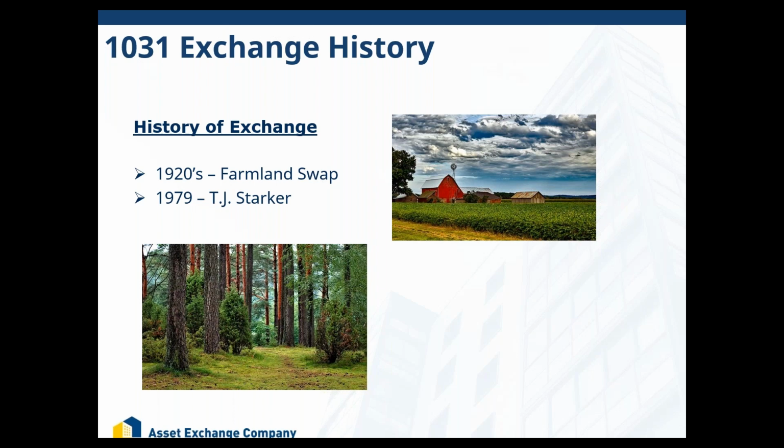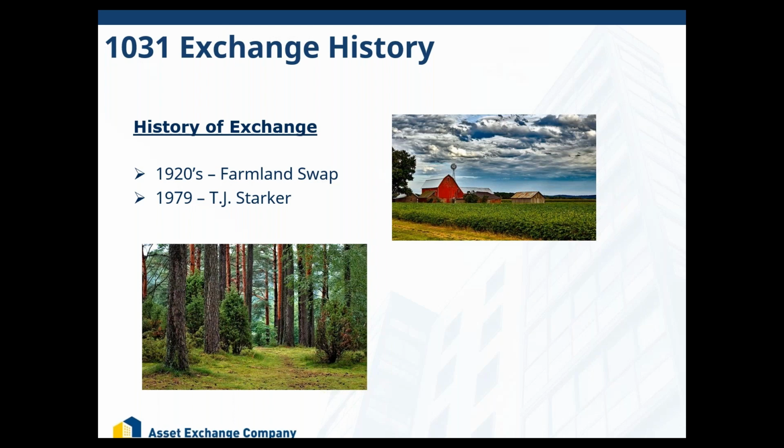But our modern day exchange, the format that we follow today, really started back in 1979. There was a gentleman by the name of T.J. Starker. Mr. Starker lived in California, and he owned all of this land in California with timber on it. What Mr. Starker did was sell that land to a timber company called Crown Zellerbach.